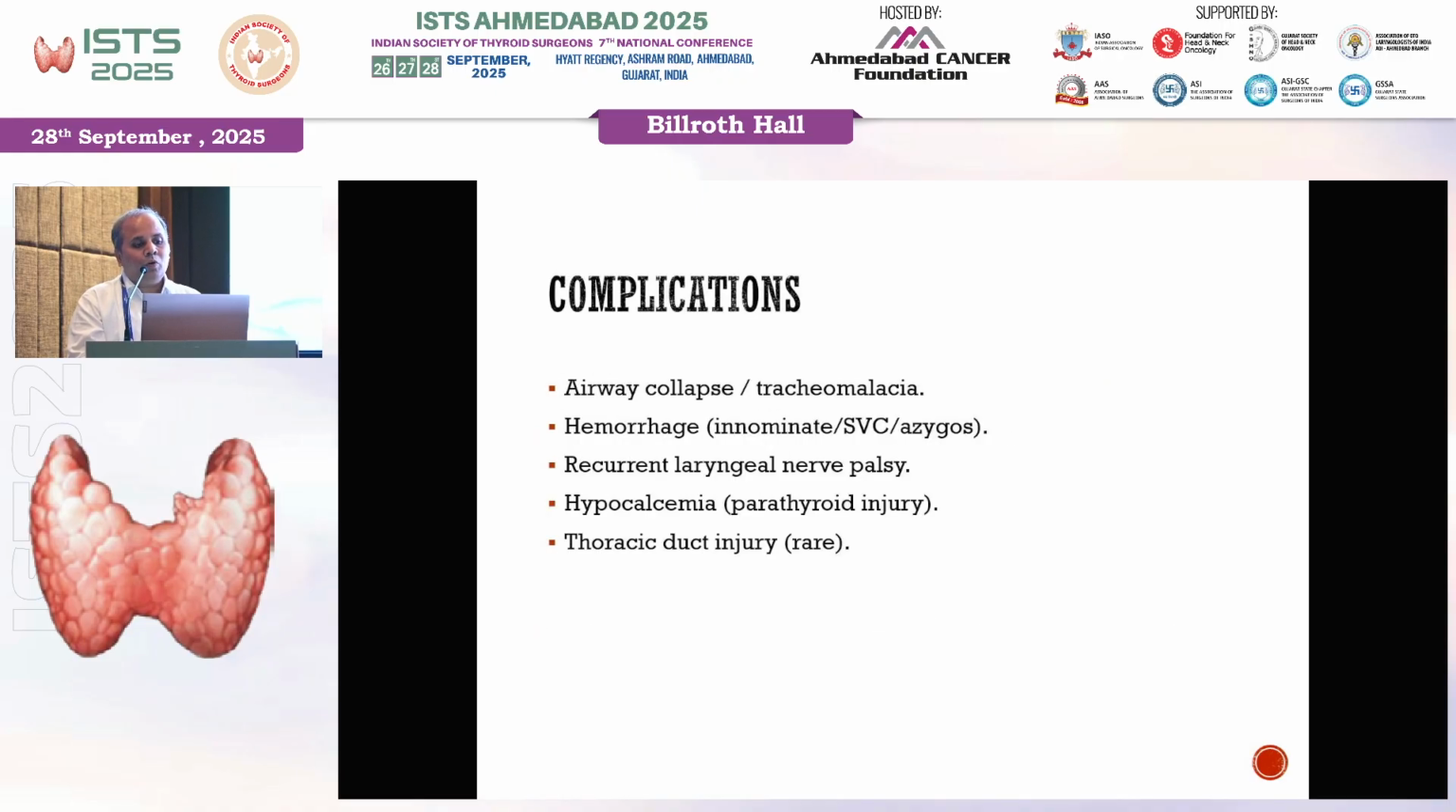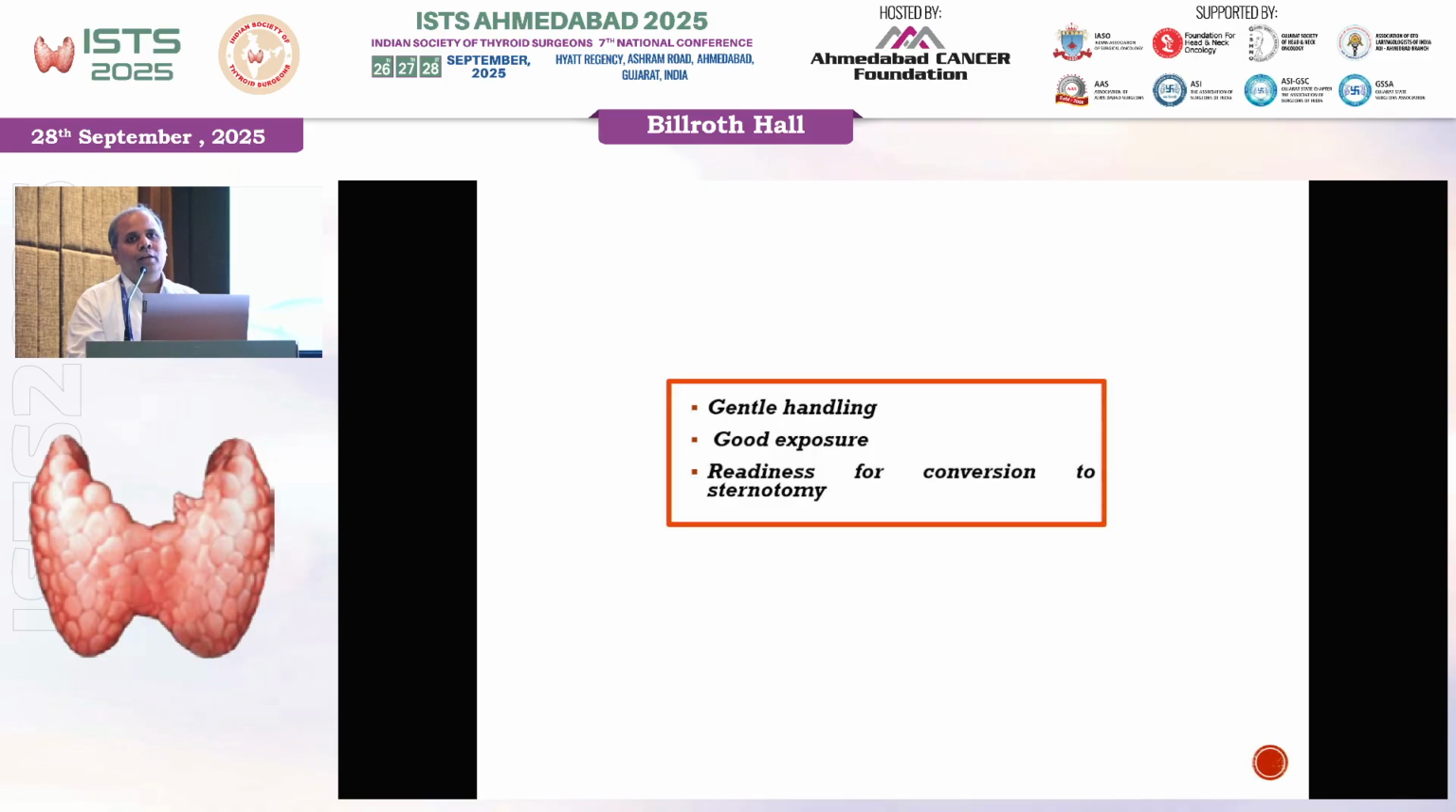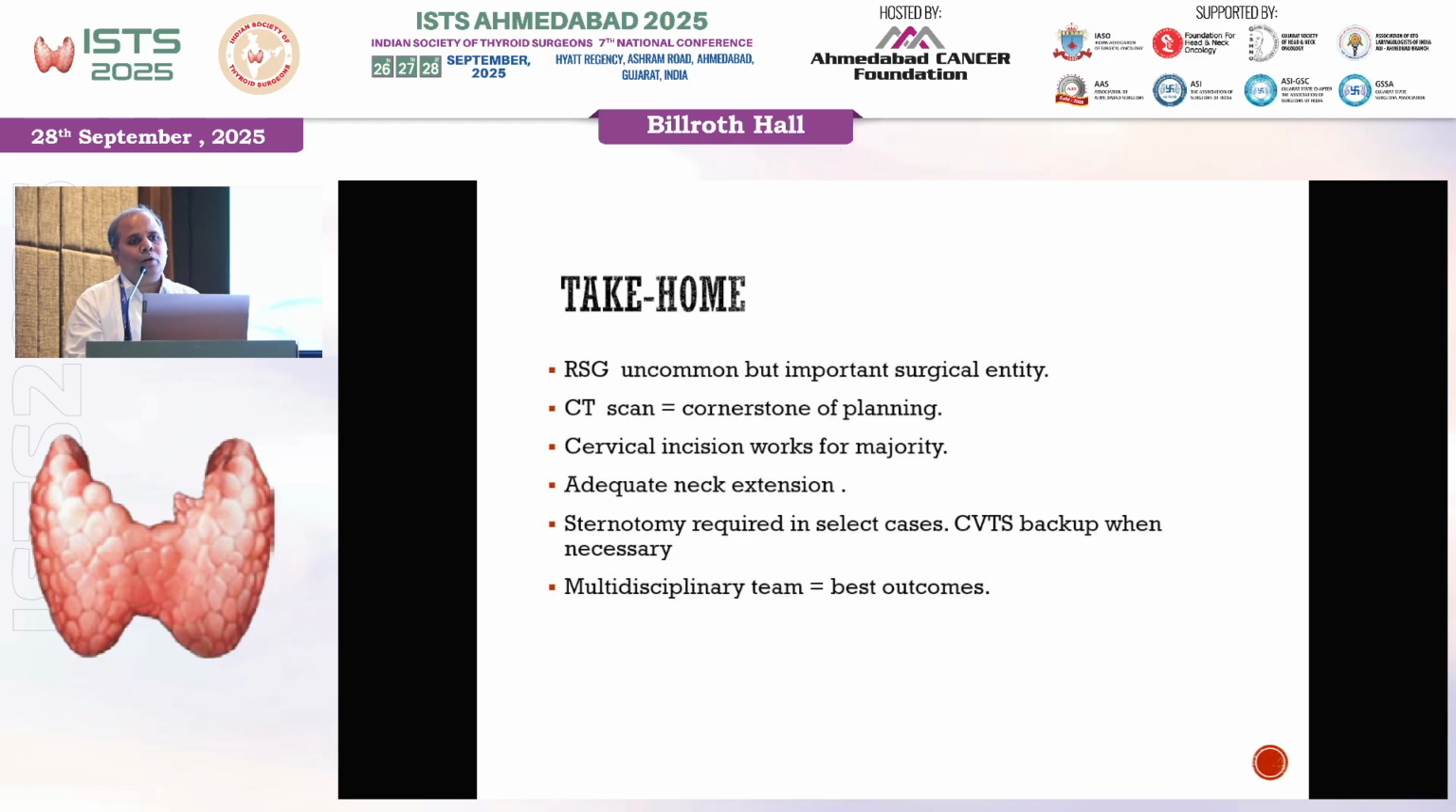Complications, we all know: airway collapse, we discussed tracheomalacia, bleeding, recurrent laryngeal nerve palsy, hypocalcemia because of handling of the parathyroid vascularity, and thoracic duct injury. Post-surgical care is very important. Monitor for airway compromise, tracheomalacia, check calcium levels, PTH levels, voice assessment for recurrent laryngeal nerve palsy, and ICU care is very important for sternotomy cases. Gentle handling, good exposure, and readiness for conversion to sternotomy is very important in these patients.